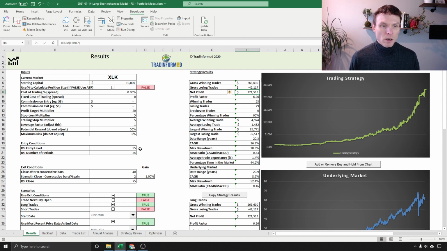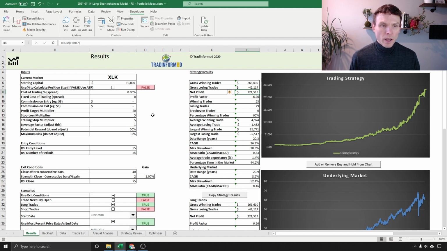So I'm using an RSI level of 55, and what this means, if you're familiar with the RSI, is that this is a fairly slow moving indicator. So 55 is when the market's going fairly well. It's humming along, it's not zooming, but it's going fairly well. So 50 would be the average value. So I want it to be going slightly better than that.